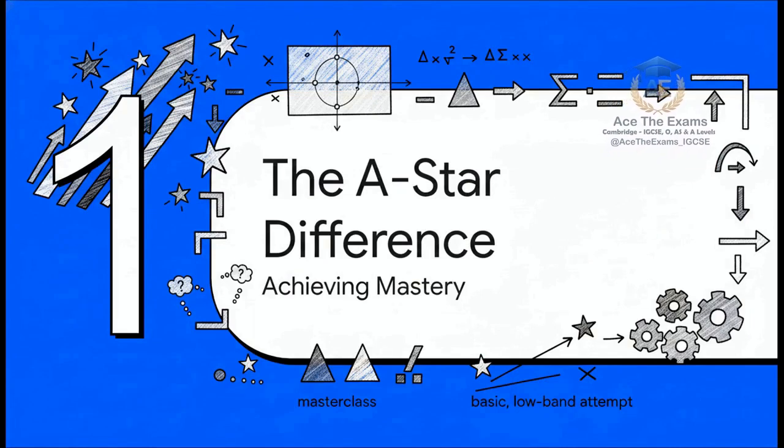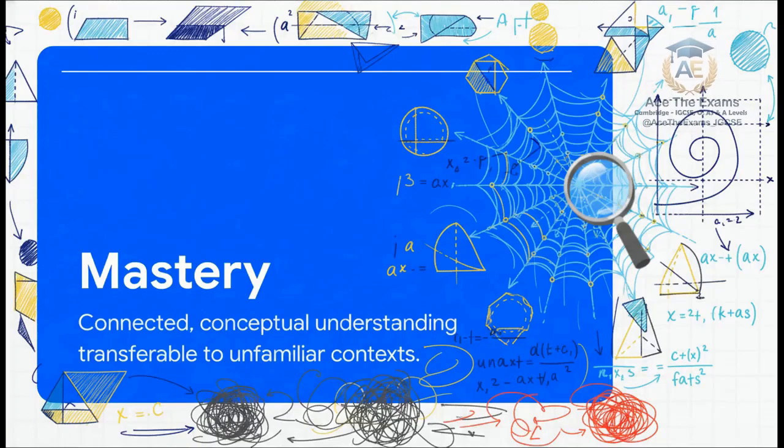Let's see what separates the master chefs from the fast food cooks. The Cambridge syllabus makes it crystal clear. Mastery isn't just about rote memorization. It's about building a web of connected, conceptual understanding.